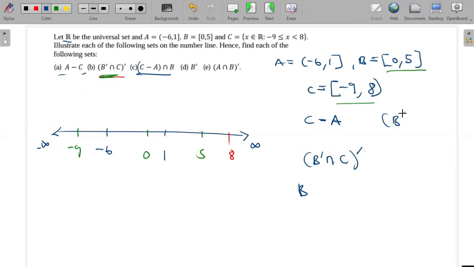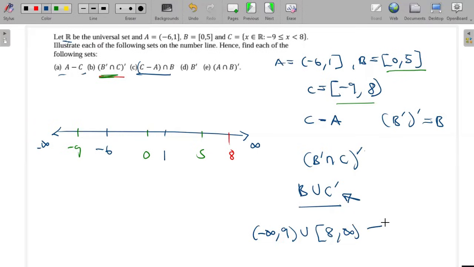So now B complement, then there's that complement. B complement is going to give you B. So you get B there. Then this changes from intersection to union. And then there C complement is going to come there. So this is what we are finding in short. So earlier we found this C complement, which is from negative infinity to 9, and then it is open at 9. Union the other part, closed at 8, and then positive infinity. So this is my C complement.